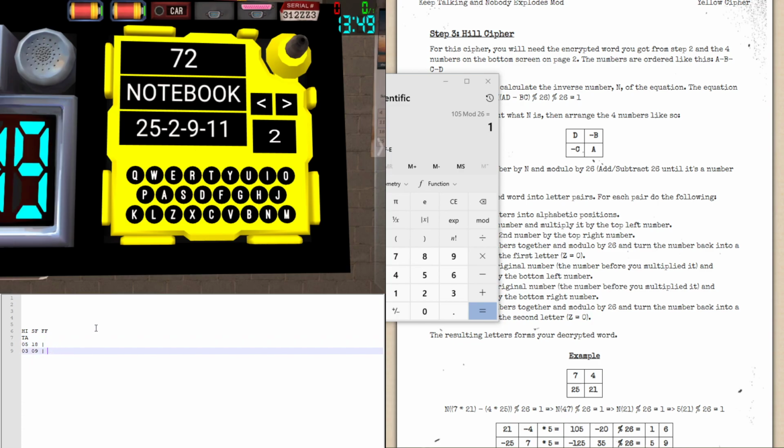Alright, and then we do the same for each letter pair. So S is going to be 19, F is going to be 6. So now it's going to be 5 times 19 plus 18 times 6. 203 modulo 26 gives us 21, which is a U. Then we'll do 3 times 19 plus 9 times 6. Gives us 111. Modulo 26 gives us 7. That's a G.